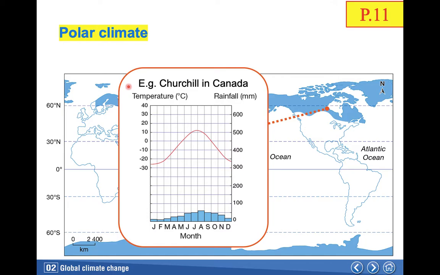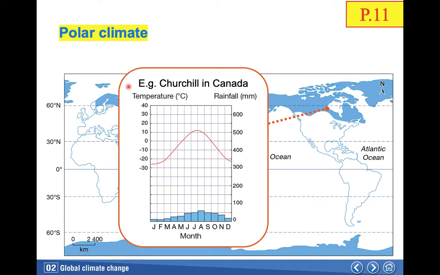So apart from the North Pole or the South Pole that you know, one place in Canada is called Churchill. So in Chinese it's called Yao. So you could find the Chinese meaning on page 10 at the bottom.